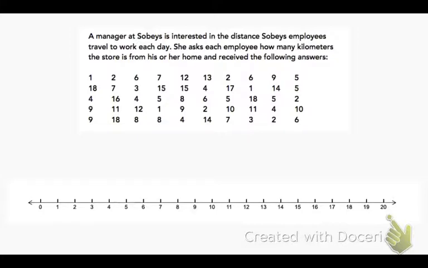She asks them how many kilometers from the store they are from home, and this is the data that she received. So again, we have small enough values that I think we can let 1 point represent 1 person's distance. We don't need to combine. So I'm going to start here.